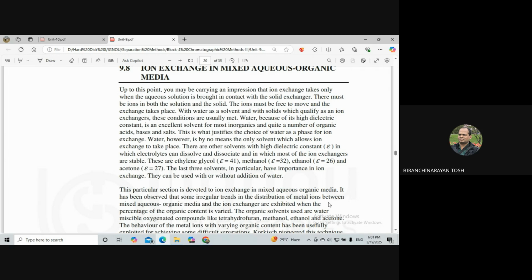Water, however, is by no means the only solvent which allows ion exchange to take place. There are other solvents with high dielectric constant in which electrolytes can dissolve and dissociate, and in which most of the ion exchangers are stable. They are ethylene glycol, methanol, ethanol, and acetone. The last three solvents, methanol, ethanol, and acetone, in particular have importance in ion exchange. They can be used with or without addition of water.